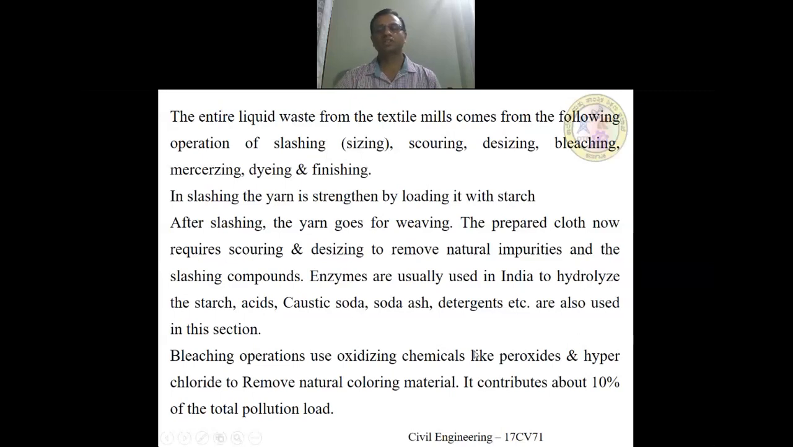Bleaching operation uses oxidizing chemicals like peroxides and hypochlorite to remove natural coloring materials. It contributes about 10% of the total pollution load.